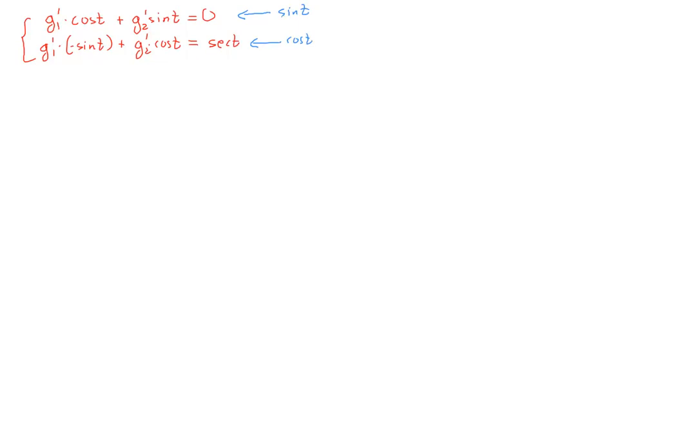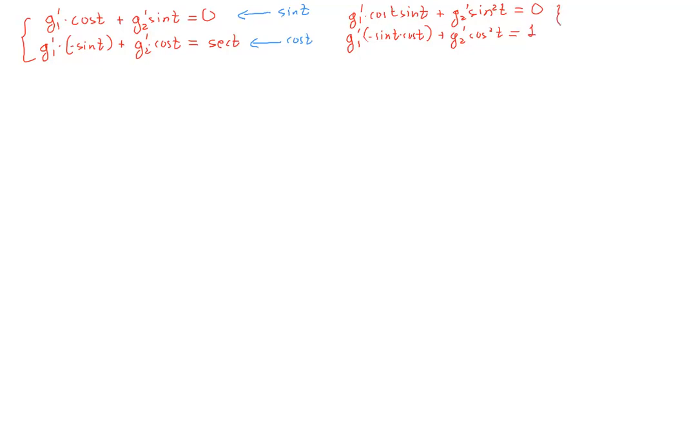So what am I going to get? I'm going to get g1 prime cosine t sine t plus g2 prime sine squared of t equals 0. And then g1 prime negative sine t cosine t plus g2 prime cosine squared of t. Oh boy, I get cosine t times secant t. But that's not too bad, right? What is cosine t times secant t? How much is cosine t times secant t? Yeah, that's one. See, we're in luck here, right? It's one of those examples that were specially manufactured for this method.